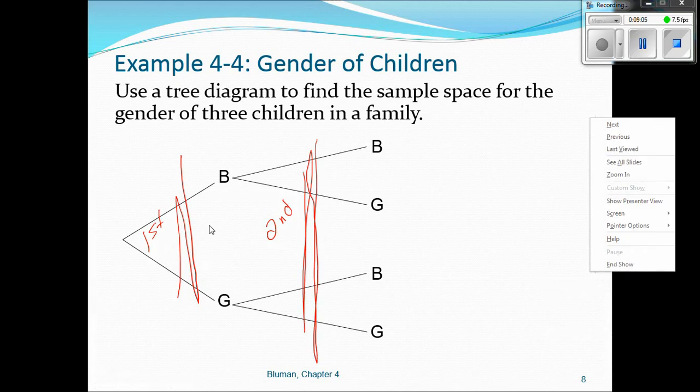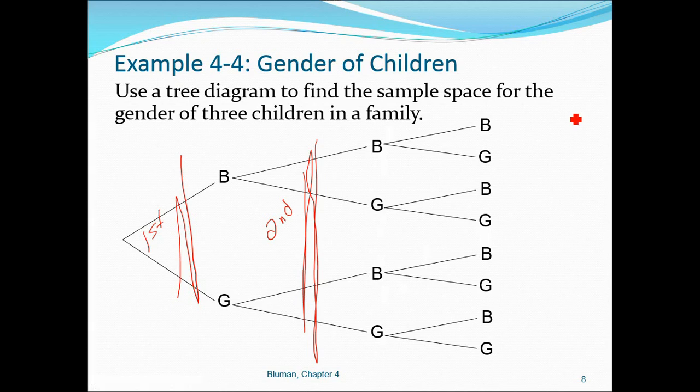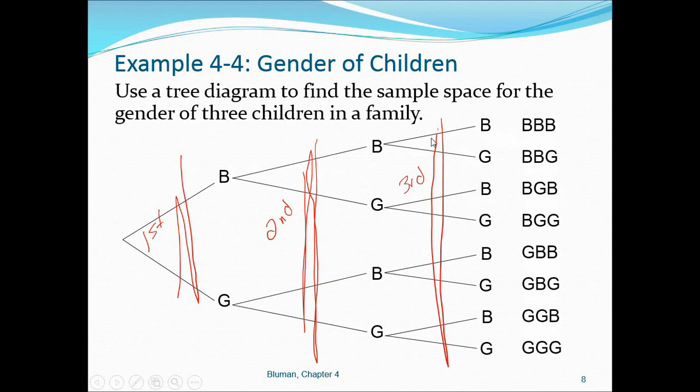So if you had a boy the first time, it's possible to have a boy the second time. If you had a boy the first time, it's possible to have a girl the second time. Same thing down here. If you had a girl the first time, you could have a boy. If you had a girl the first time, you could have another girl. And then you do that again with each one of these. So this right here is considered our third child to all of these. So if you had a boy, you could possibly have a boy, or you could have a boy and a girl, and so on. And now all you have to do is basically follow these lines.